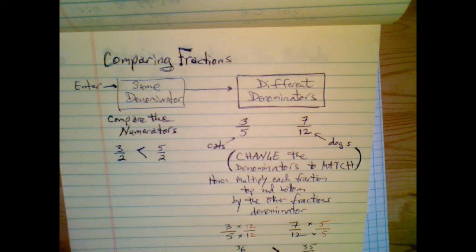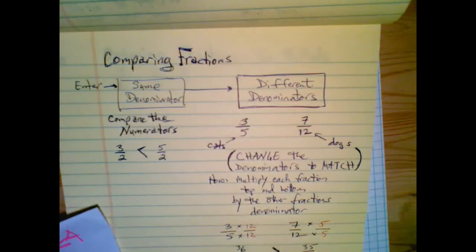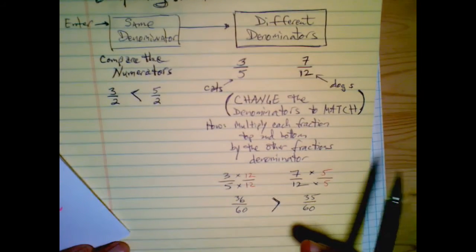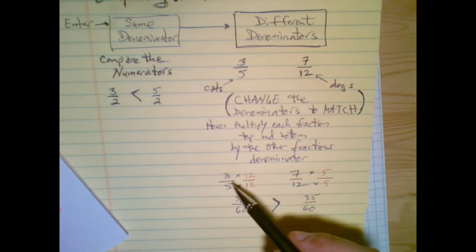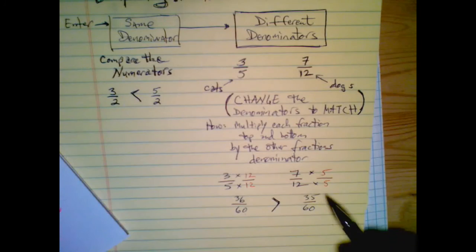Stay tuned, because in the next video we're going to be comparing more than just 2 fractions. Remember, the big idea here is there are many ways to write numbers, and we just did that, didn't we? 3/5 is the same as 36 sixtieths, and 7/12 is the same as 35 sixtieths. Hope this helps.